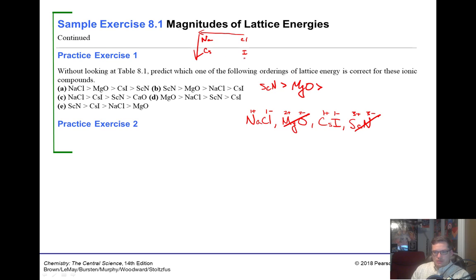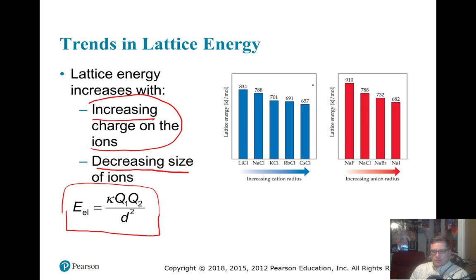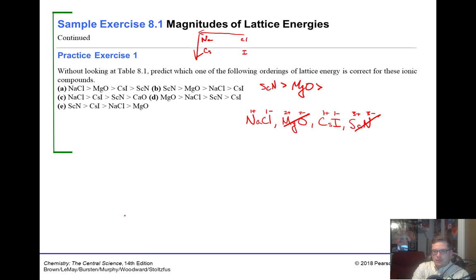So because cesium and iodine are both bigger than sodium and chlorine respectively, that means this is going to be bigger. Now remember, based on Coulomb's law over here, as our distance gets bigger, as our ions get bigger, our lattice energy will go down. So the cesium iodide has to be bigger, so it's going to be weaker, or have a lower lattice energy. So then NaCl would be the next, and then cesium iodide. Okay, and so the option would have to be B.